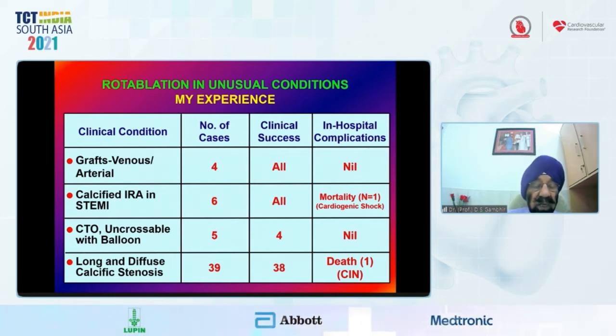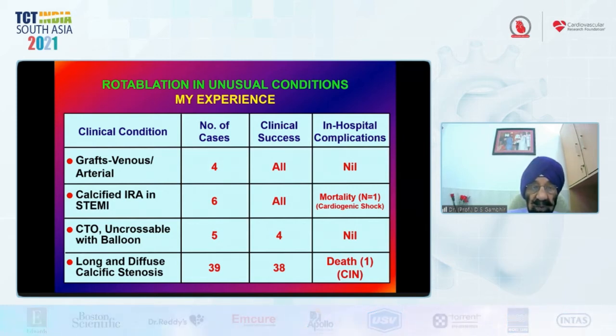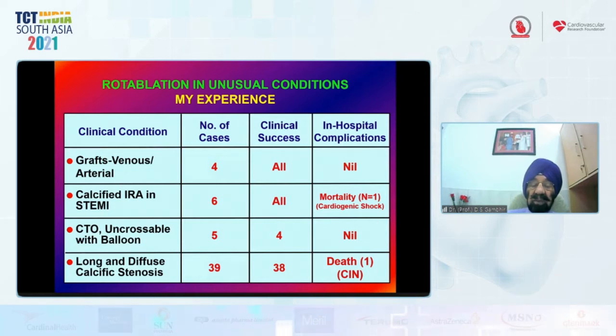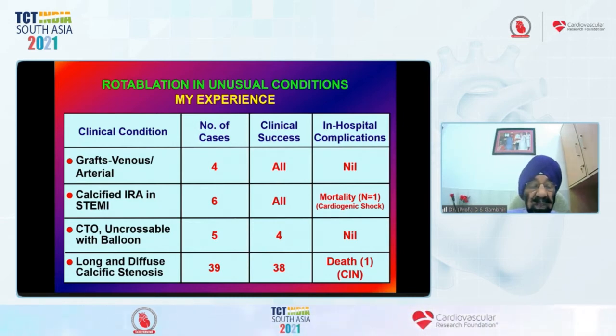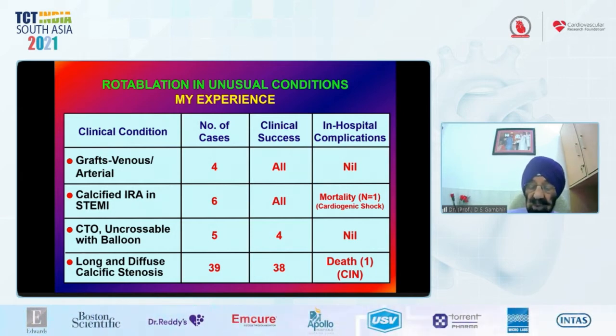Then CTO which was uncrossable with a balloon, after having crossed with a guide wire. In such cases, rota is of immense help, provided you are able to place a rota wire in the channel created by the guide wire. We had 5 such cases and were successful in 4. In one patient we were not sure about the rota wire, so we didn't even attempt. Then we had very long diffuse, extremely calcified arteries in 39 patients, with clinical success in 38. One patient died during the hospital stay because of contrast-induced nephropathy.